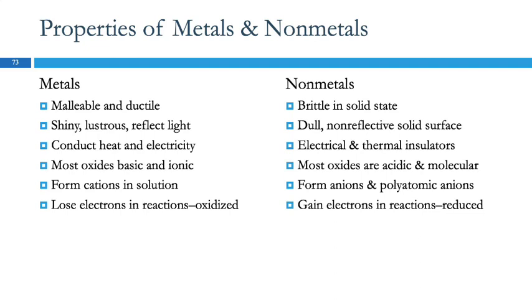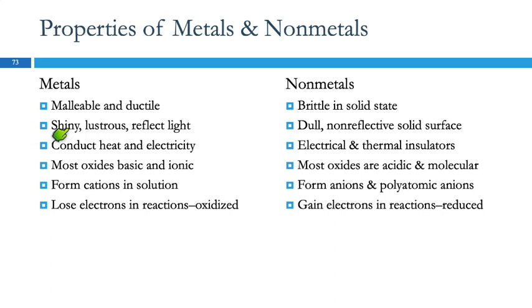Okay, metals and nonmetals. So if we learn the properties of metals, then the nonmetals are kind of like not, right? They're the opposite of that. So metals are malleable and ductile, meaning you can hit them and hammer them into a sheet. You can draw them into a wire. Nonmetals are not. They're brittle. You hit them with a hammer, they're going to shatter into little pieces.